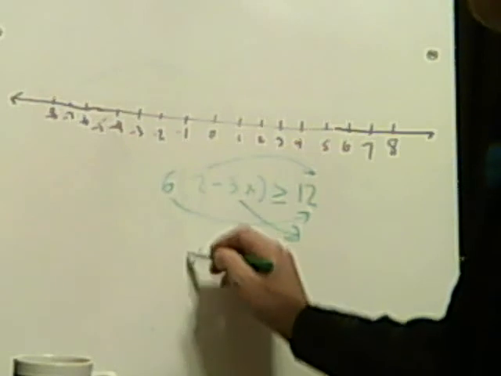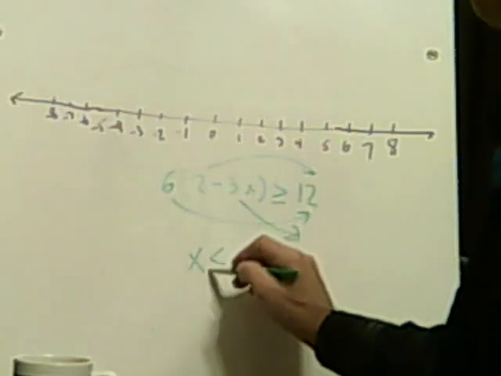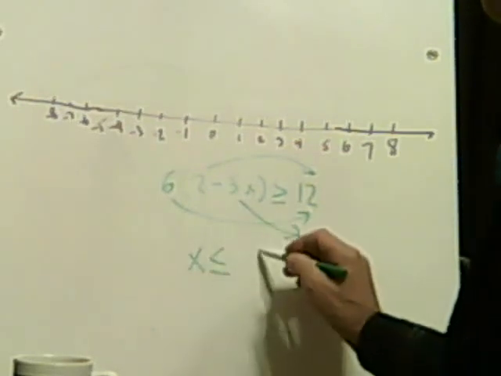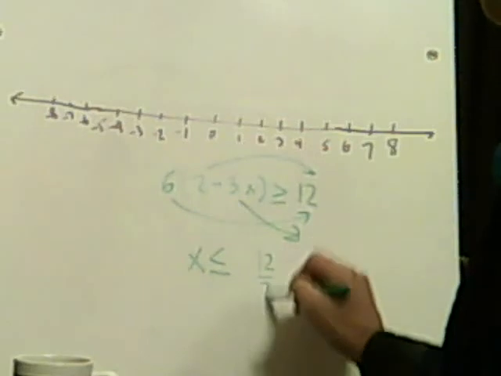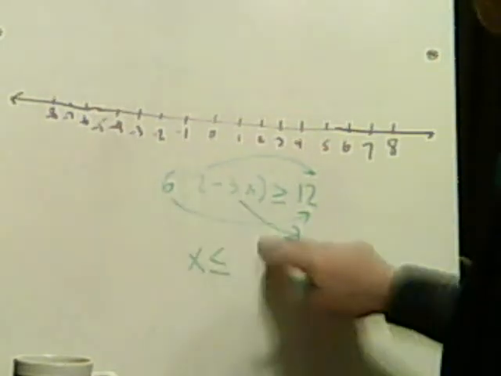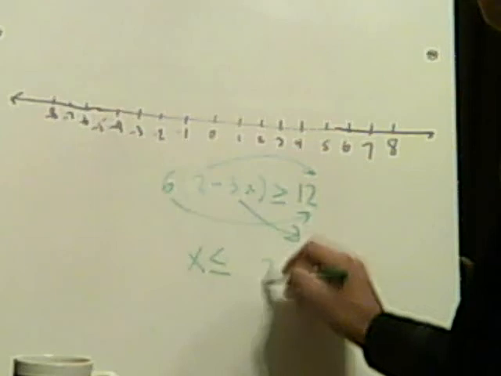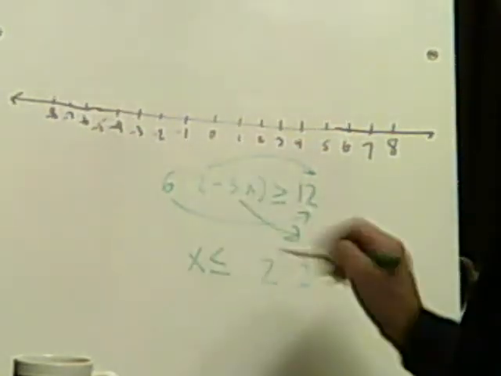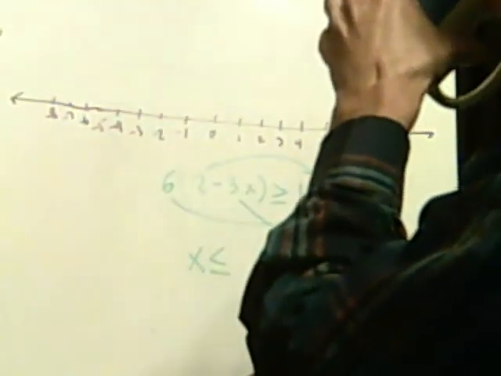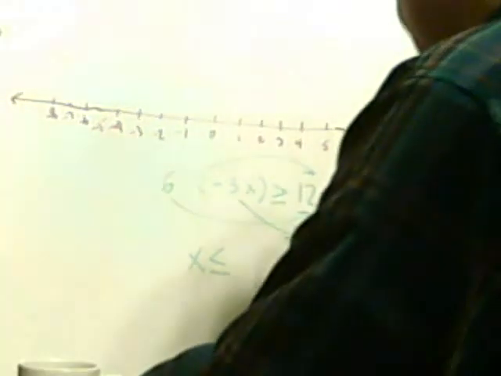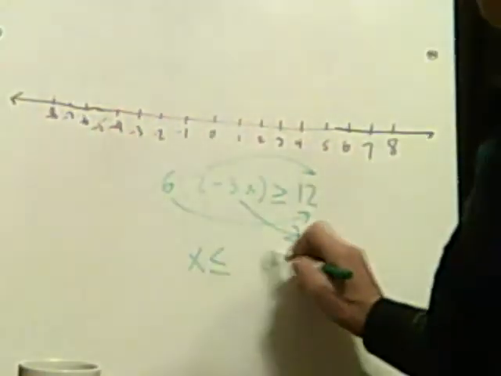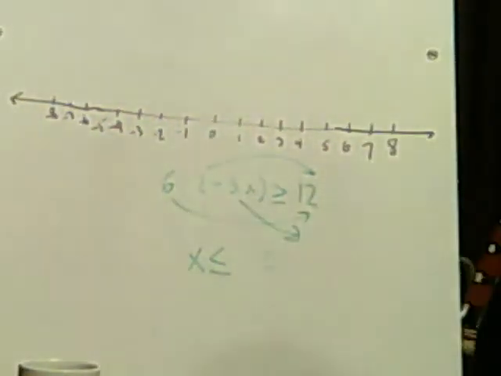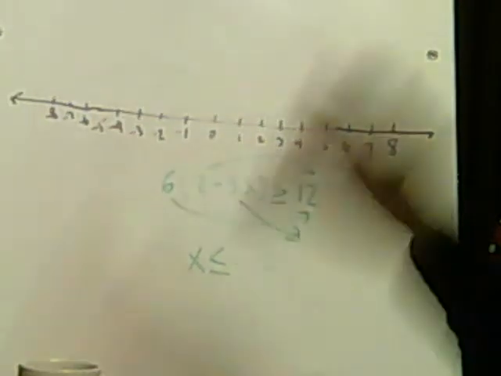And we're going to end up with x is less than or equal to 12 divided by the 6, that gives us 2. Minus the 2, that gives us 0. And when we divide by the negative 3, we still get 0. So this is saying x is less than or equal to 0.